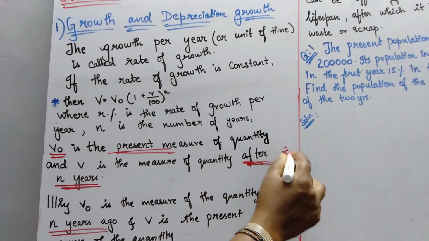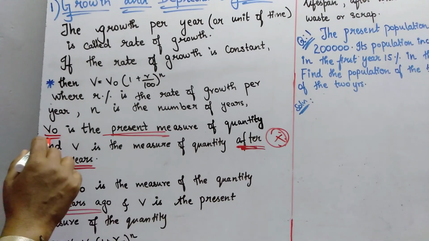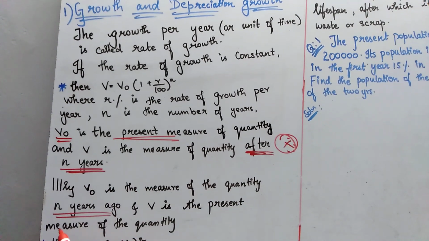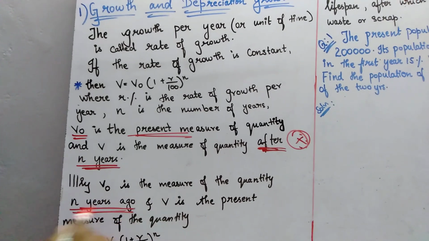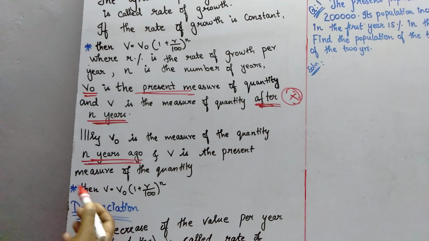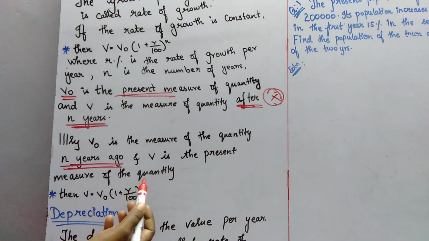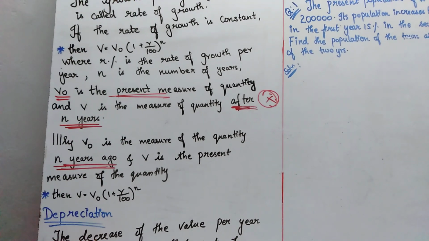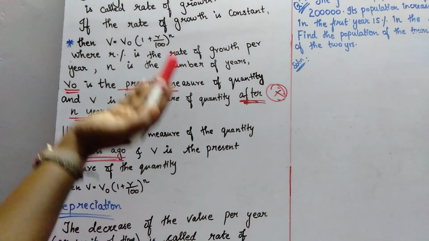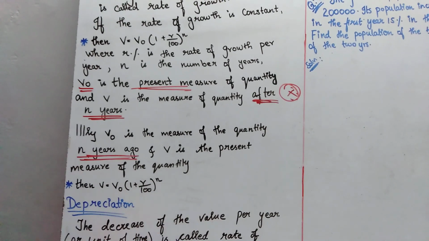This is most important. If in the question it is given after n years, after 2 years, after 3 years, then we have to assume V naught as the present value, right? Similarly, if V naught is the measure of the quantity n years ago, and we represent V as the present measure of the quantity, then V is equal to V naught into (1 plus R by 100) the whole power n. It is the same formula for both, but for growth we will be using plus here. Growth means it increases. The other name for growth is increase, and appreciation we can use it.